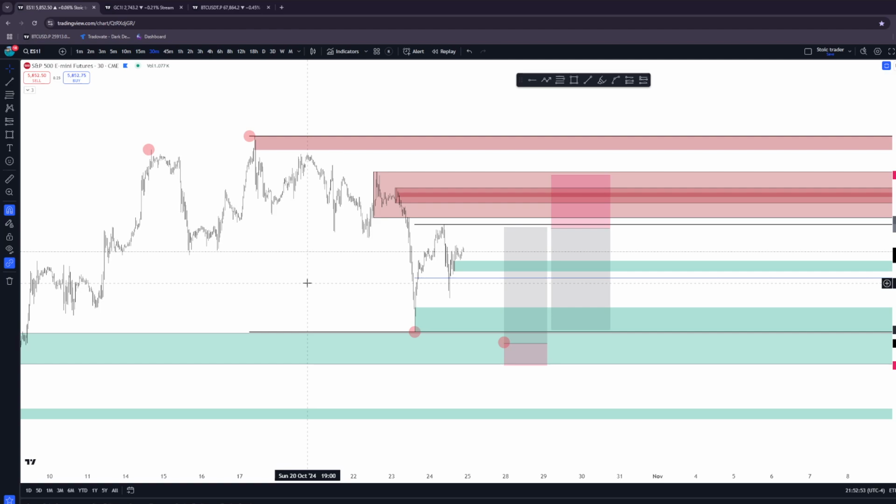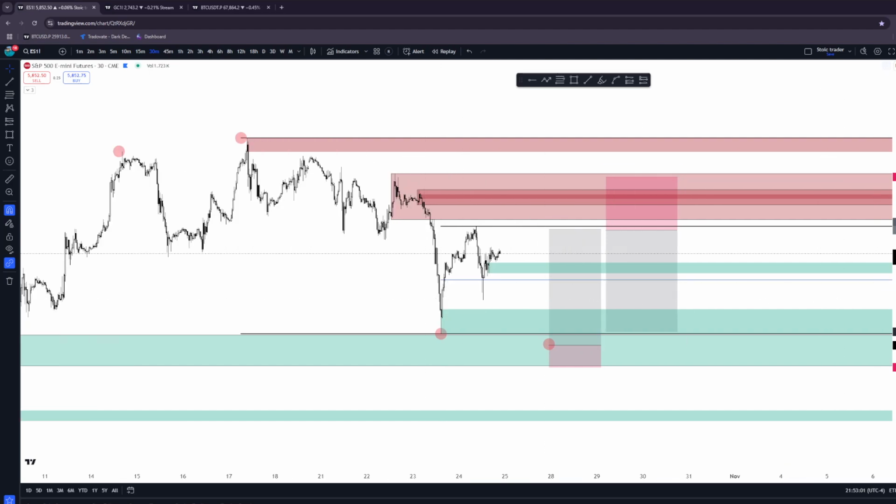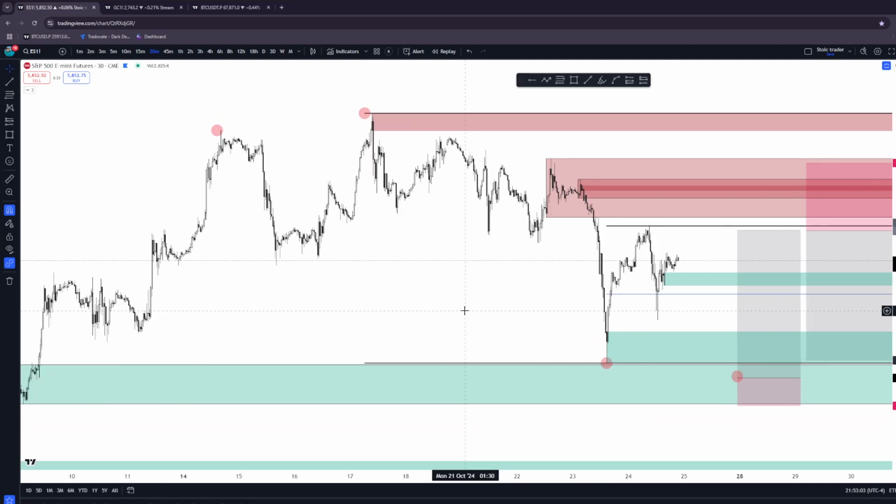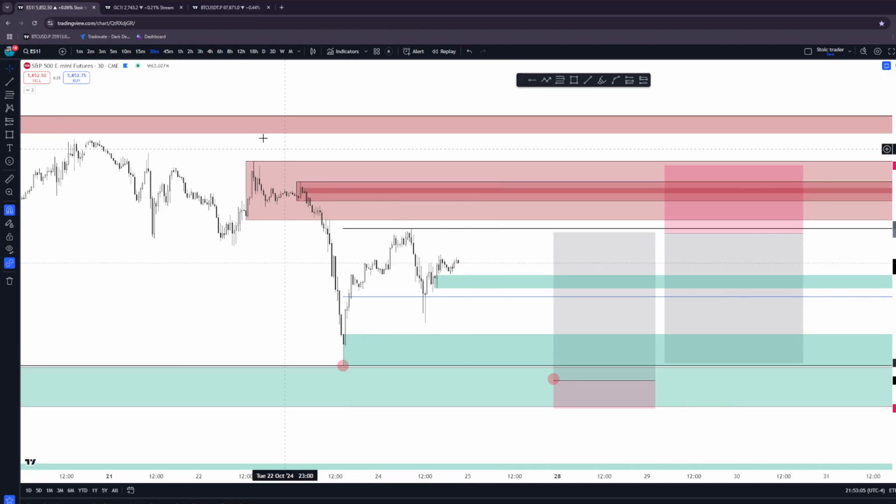And then, like I said before, I don't just enter the trade just because it came to my level. I wait for confirmation. Just remember, we don't predict price. We just react to what price is doing. That's pretty much as simple as possible.